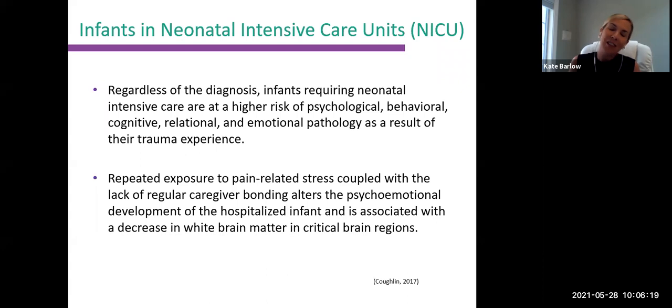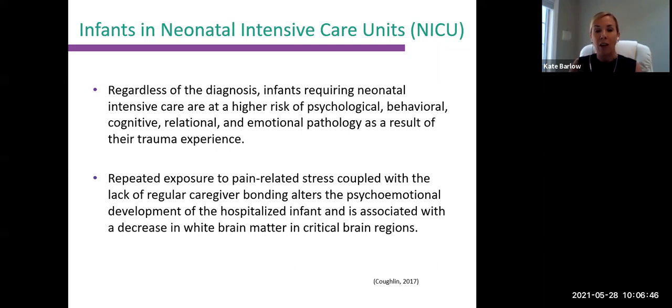And did the child come early? Oh, did you have a NICU stay? And really understanding that child's history will help understand better what's going on with that child, because regardless of why the child was in the NICU, that child is at a huge increased risk for psychological, behavioral, cognitive, relational, and emotional deficits as a result of being in the NICU, right?